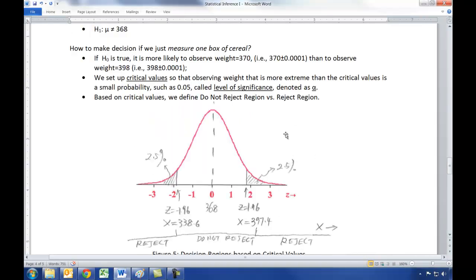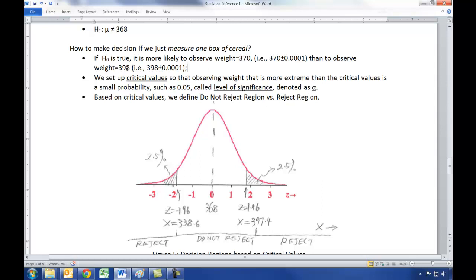Let's now look at two examples. Say we randomly pick a box of cereal and the measurement turned out to be 370. So based on our decision rule, 370 is between these two values. Therefore, it falls into the do not reject region. Therefore, we do not reject the null hypothesis. In other words, we believe the process is still within control.